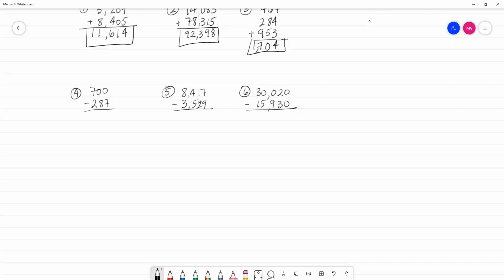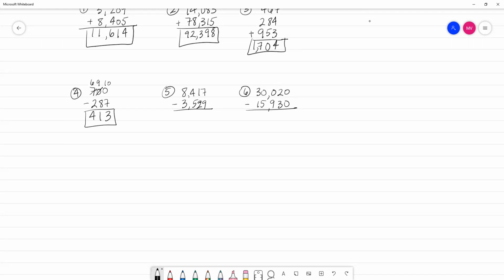Number 4. All right, so we have all zeros here. So we're going to need to take away. This becomes 6. This becomes a 9. And this becomes a 10. 10 take away 7 is 3. 9 works, so 9 take away 8 is 1. And 6 works. 6 take away 2 is 4. So we end up with a solution of 413.